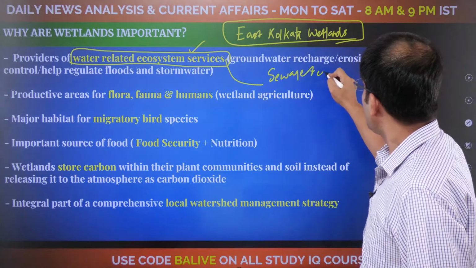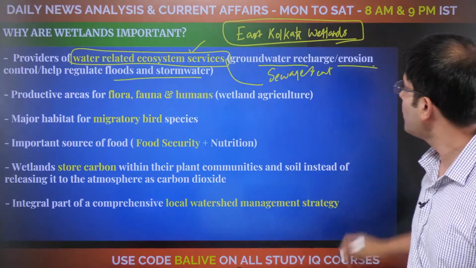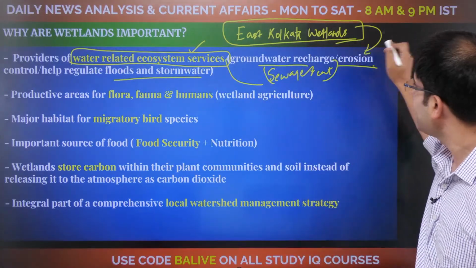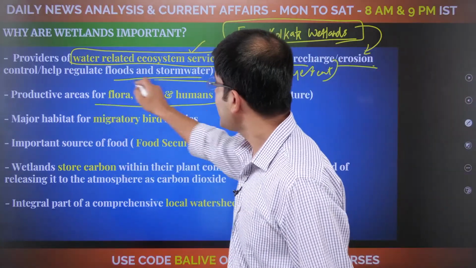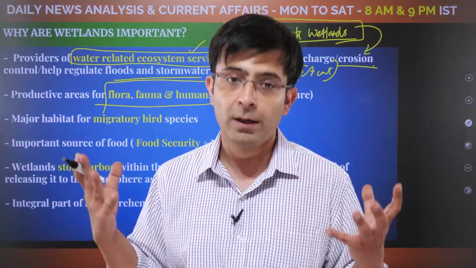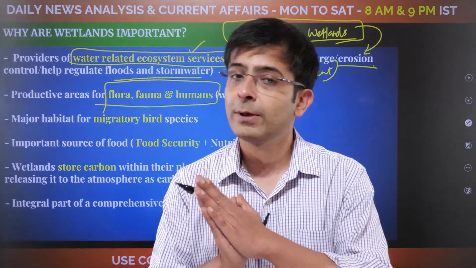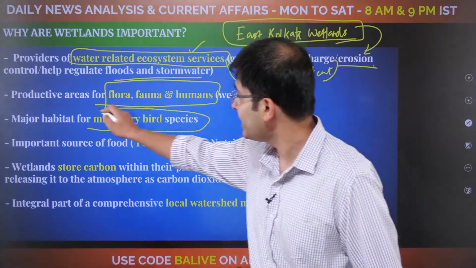Okay, you are looking at groundwater recharge, erosion control, regulation of flood and storm water, all of these provided by the wetland. Remember the East Kolkata wetland example. Productive areas for flora, fauna, humans. Best of both worlds, it is a transition area, meaning it will be a rich area. In terms of the biodiversity that you can find there, it will be comparable to anything. All right.